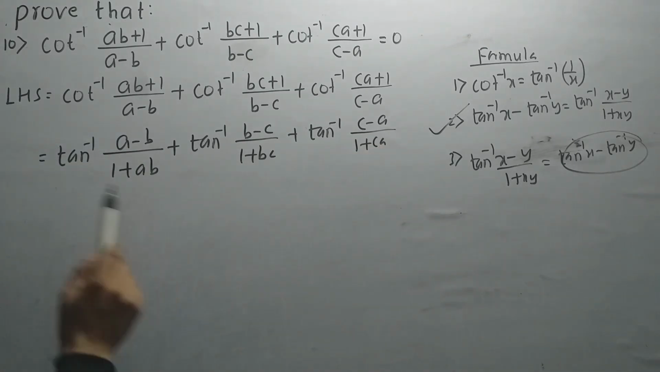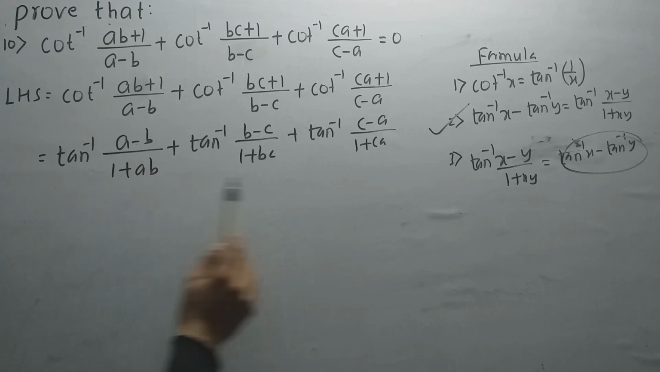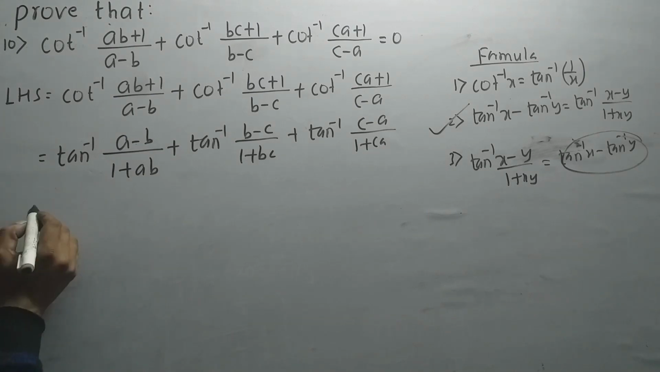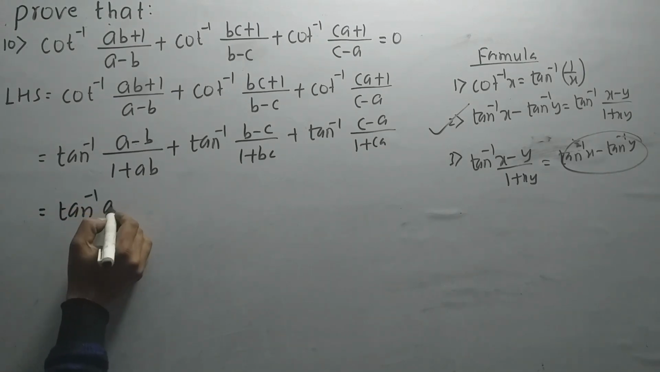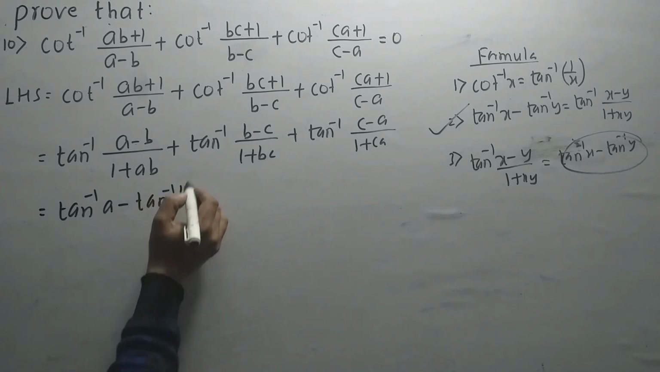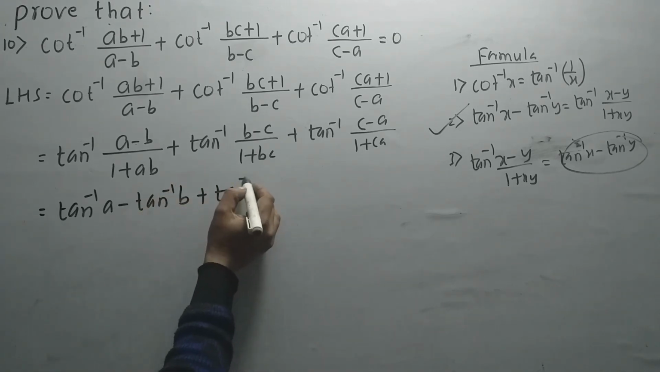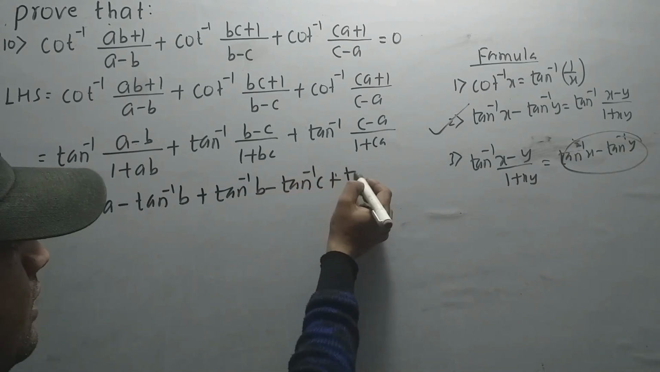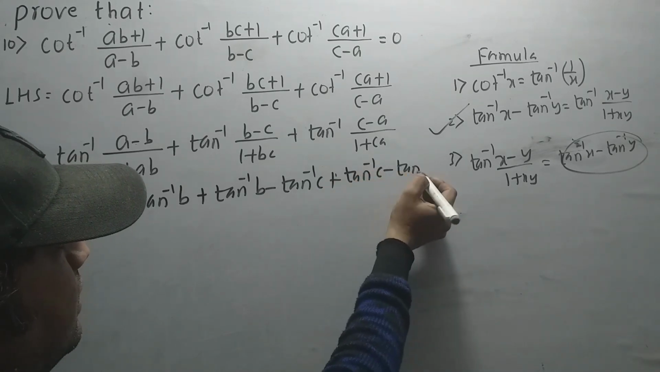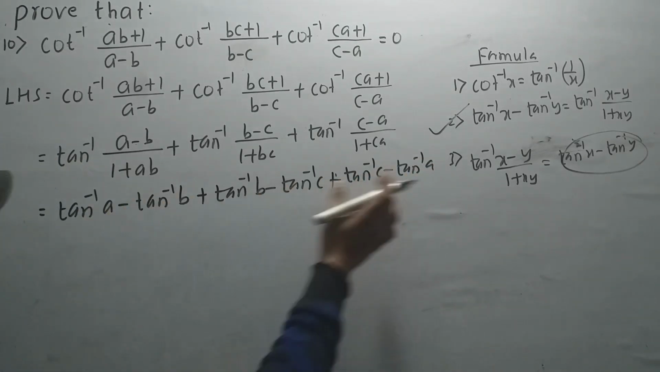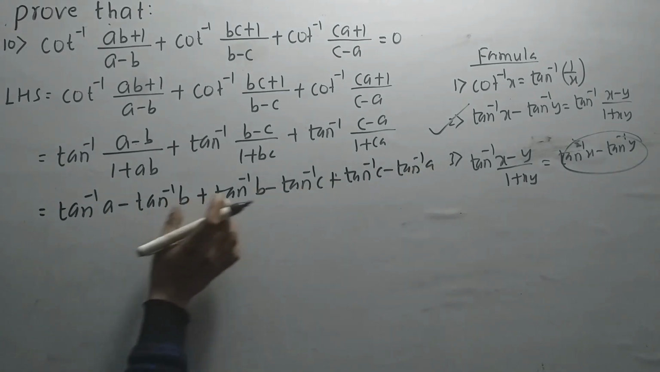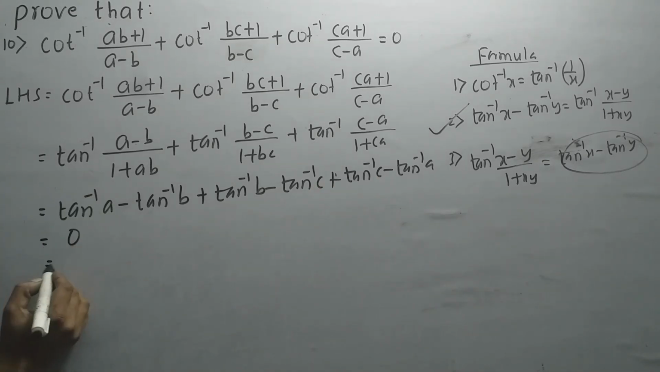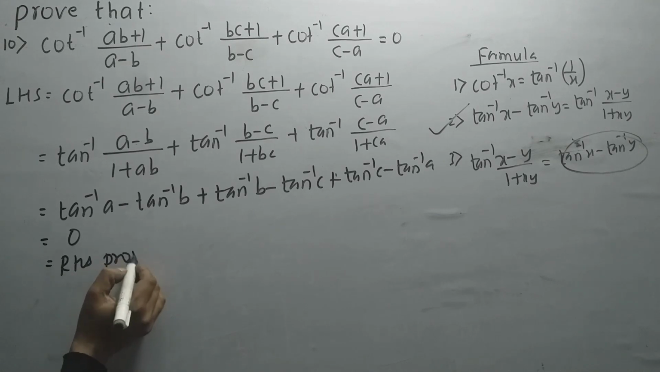Now here this is of the format tan inverse x minus y by 1 plus xy, that will be tan inverse x minus tan inverse y. So you write here tan inverse a minus tan inverse b, plus tan inverse b minus tan inverse c, plus the last one becomes tan inverse c minus tan inverse a. So tan inverse a and minus tan inverse a cancelled, minus tan inverse b and plus tan inverse b cancelled, minus tan inverse c and tan inverse c cancelled. So you are getting 0. So this is our required right hand side proved.